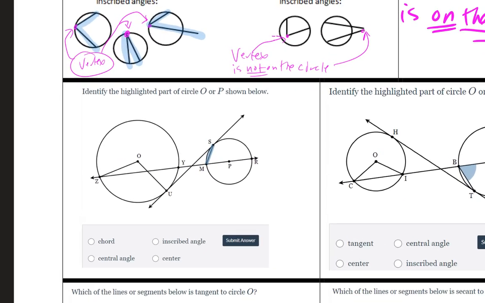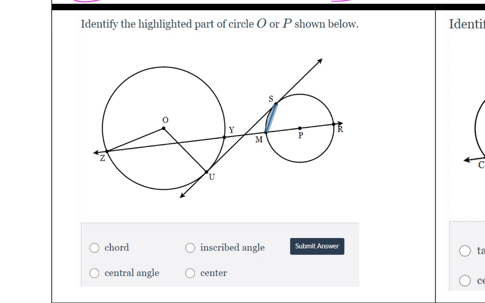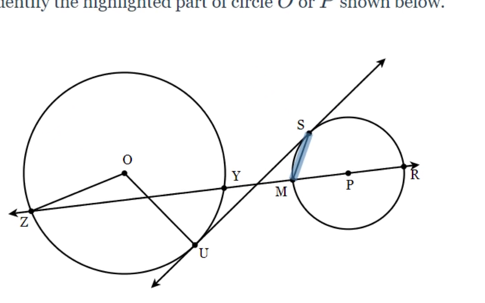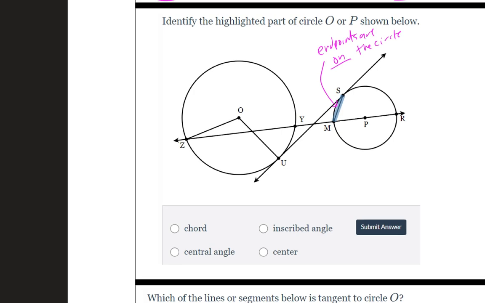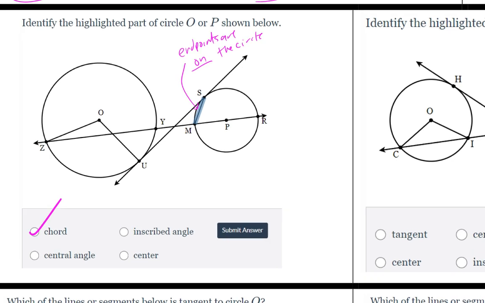All right, so now that we know that, let's get into some vocabulary. It says identify the highlighted part of circle O or P. This is circle O, that's circle P, this is highlighted. What do we notice about that? We notice that the endpoints are on the circle. If the endpoints are on the circle, that's called a chord. So that's what that part is.